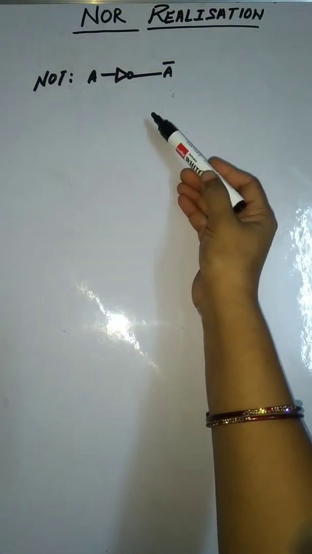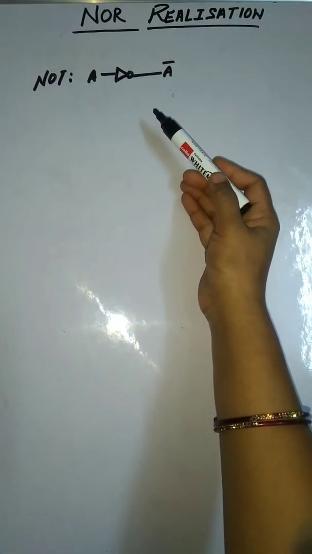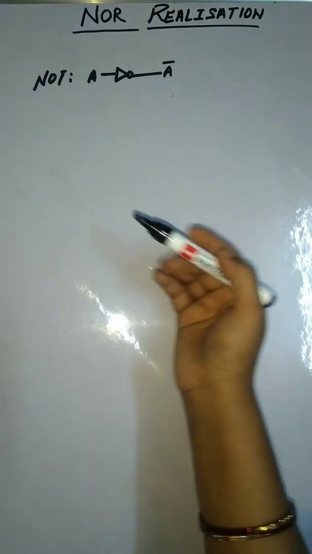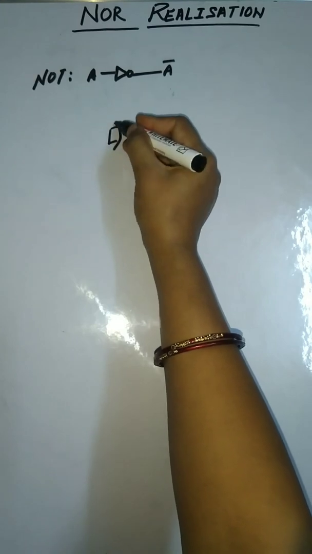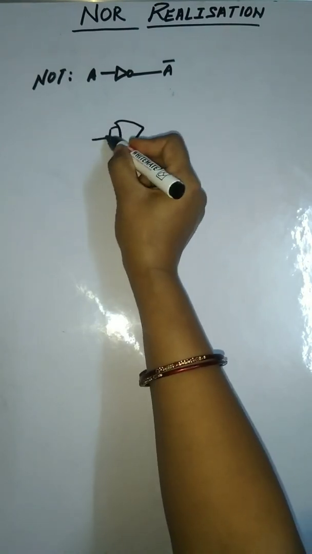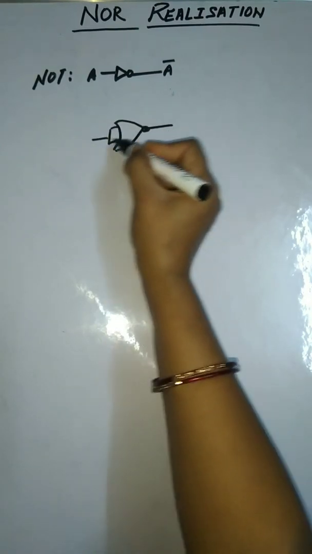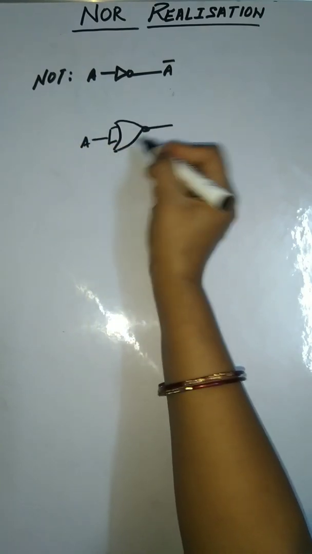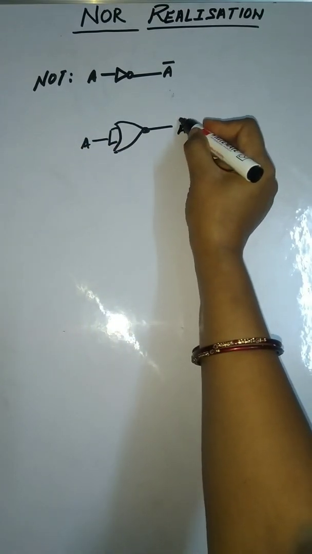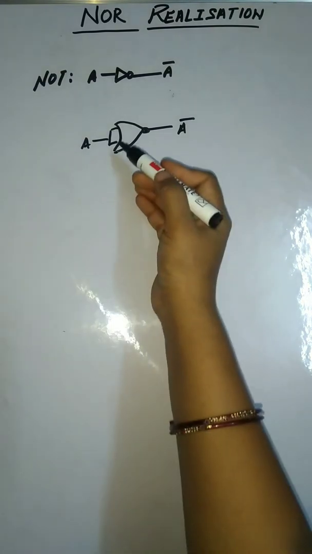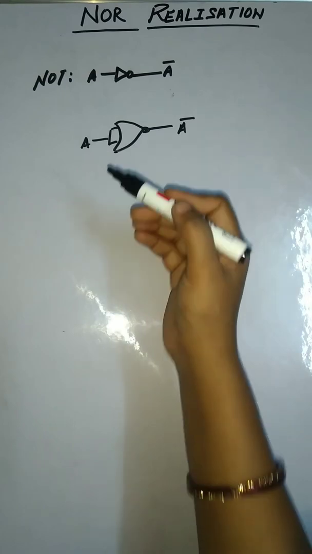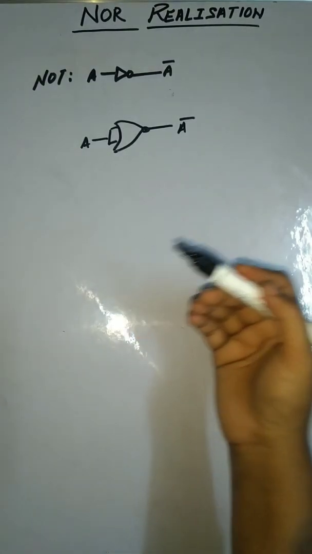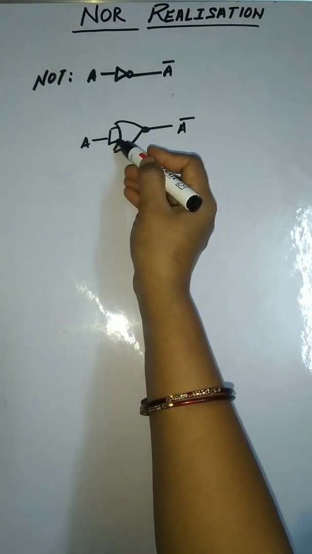We can implement the NOT gate by using the NOR gate like this. Like this, by clumping input lines. I am just clumping the input lines as a single line. It will act like a NOT gate.